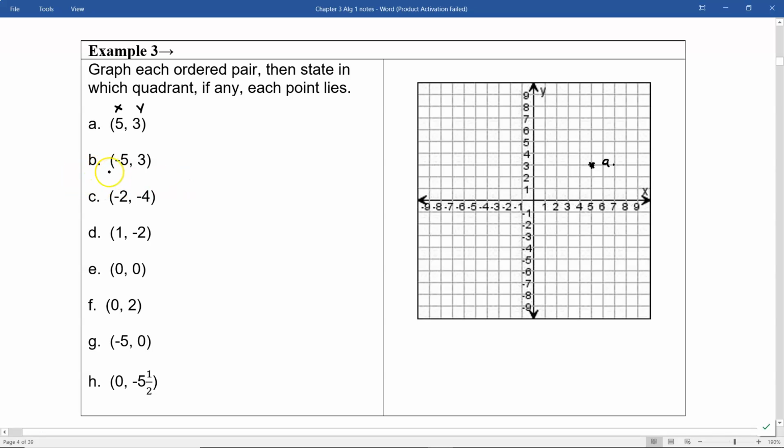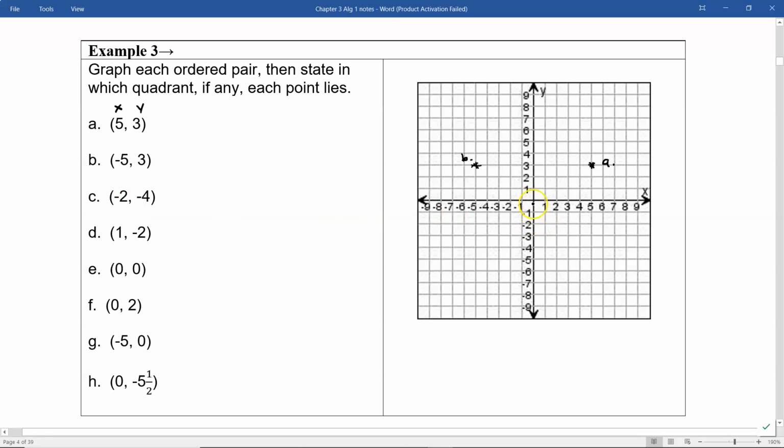All right, so let's go on to B. So B is negative 5, 3. So now, instead of moving to the right 5 times, we move to the left 5 times. So 1, 2, 3, 4, 5. And we still go up 3. So 1, 2, 3. And this point right here is our B. So I'll do 2 more and then I'll let you do the rest.